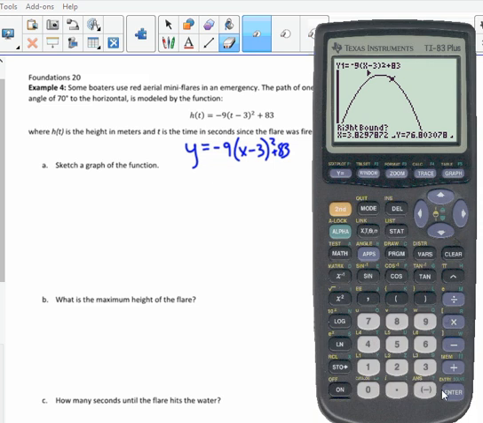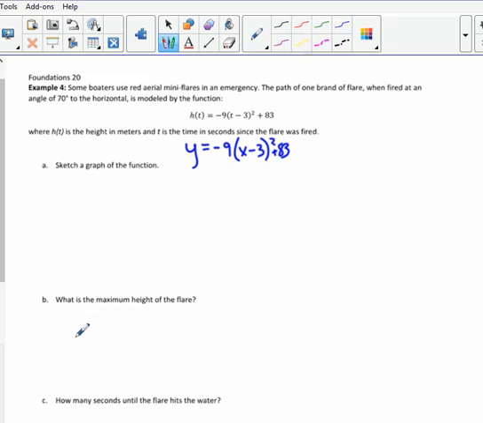Yes, I'm left. Now we want to go to the right side. Drag that over with that button. Yes, I'm on the left side. Are you ready to guess? Yes, I am. My calculator says the highest point is when my x is 2.9, so about 3 seconds. My graph reaches a height of 83 meters. So what's the maximum height of this flare? Well, we can answer that with 83 meters.